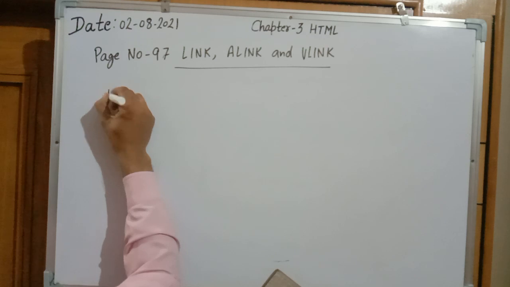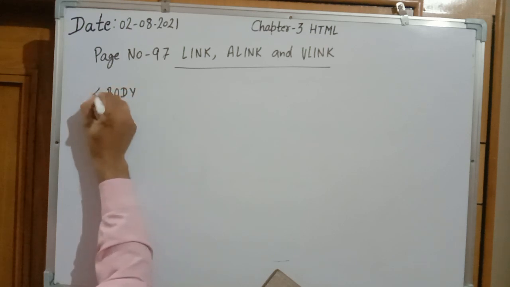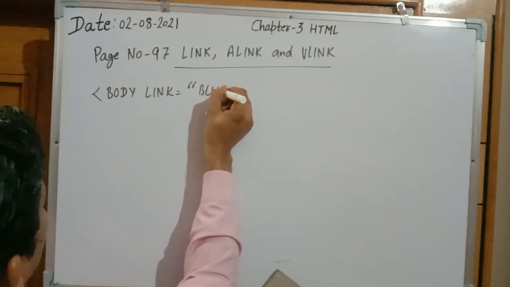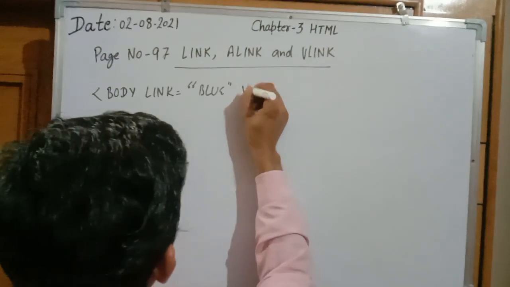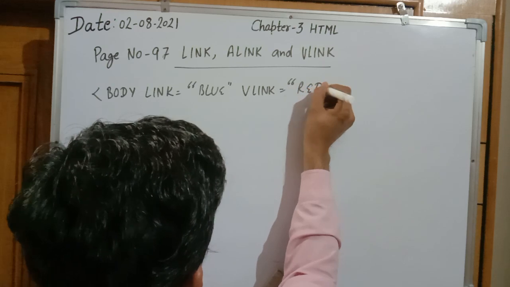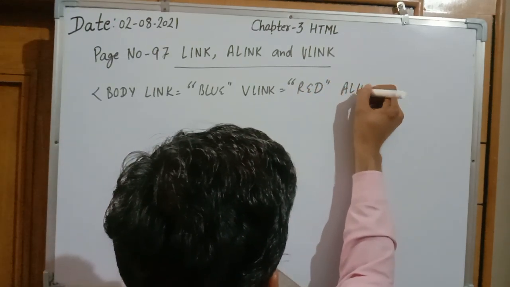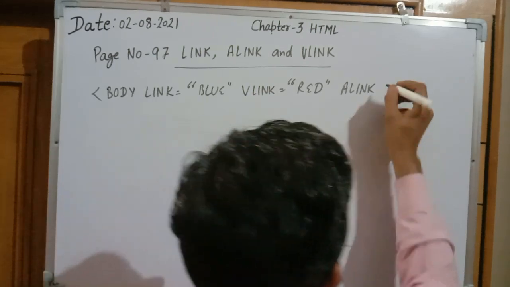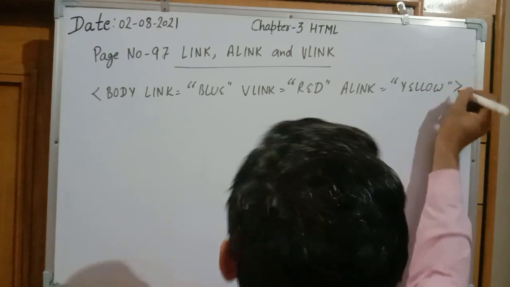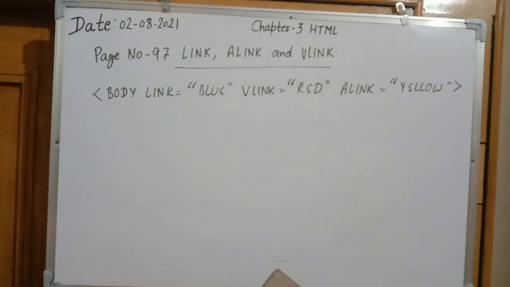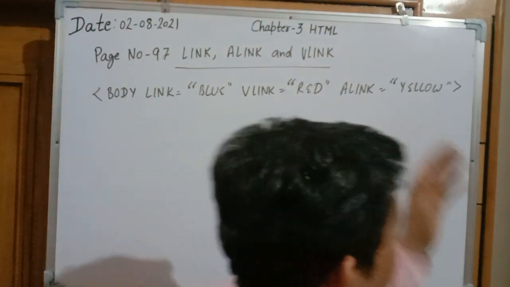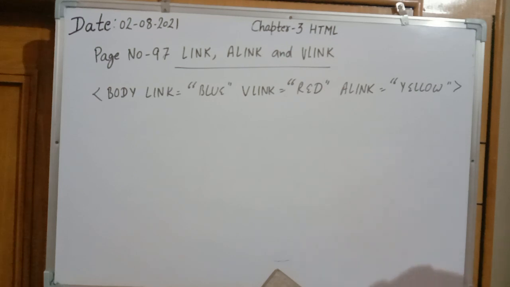Body link is equal to blue. Body link, it is of blue color. And vlink, that is red. And alink, that contains yellow color. It means the link is of blue color. After visiting the link, it will become red color, and when the link is active, it will become yellow color. Now see the output of this program.